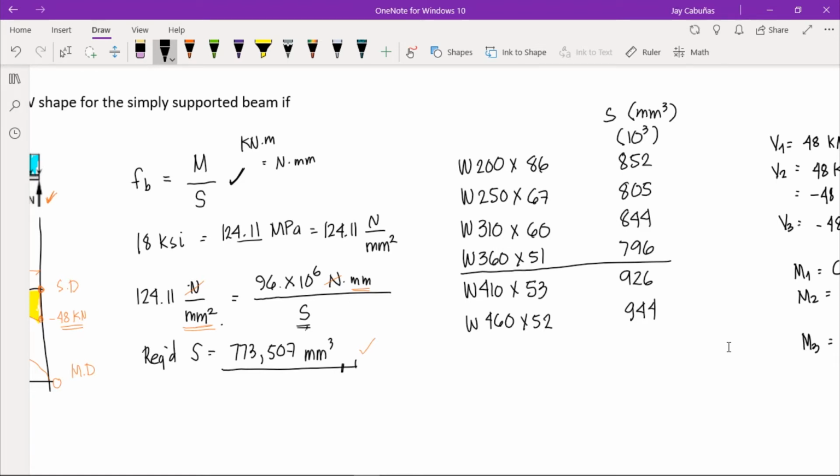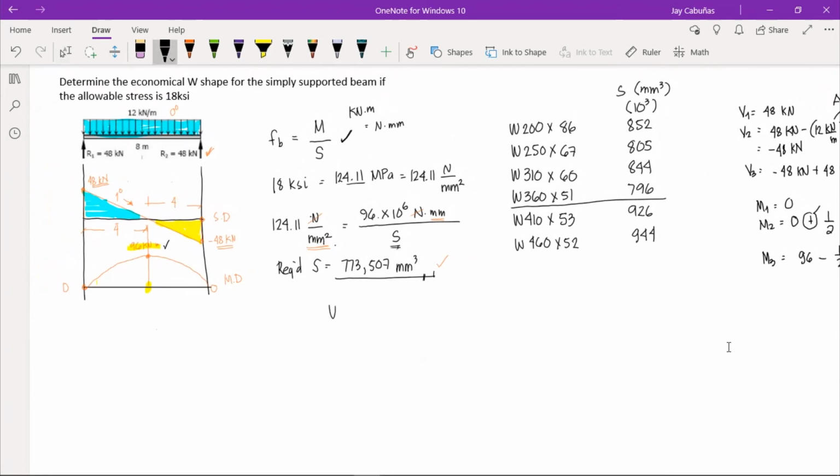We apply 360 by 51. So use 360 by 51 wide flange shape. Okay, now again, the weight is 51 kilogram per meter. Now in checking if this is safe or not, we should include the weight of that shape in our load diagram. Okay, since we have 51 kilogram per meter, then we should include this in our load diagram.